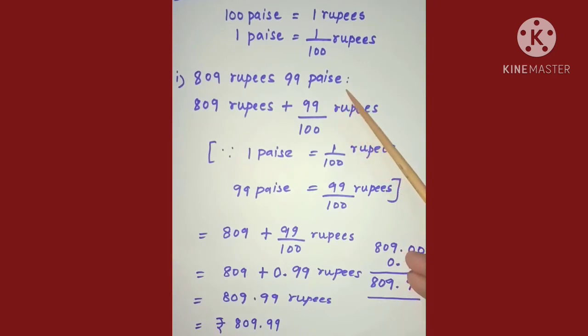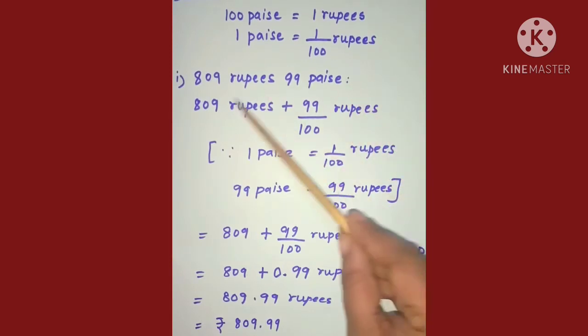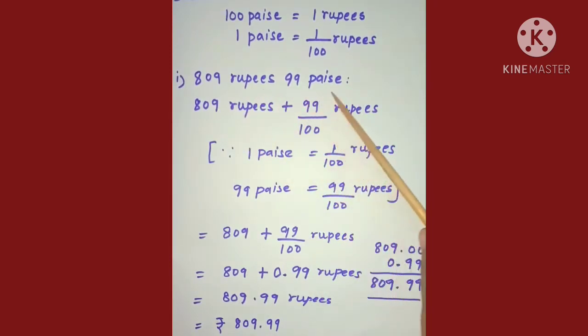Students, write the following amount using decimals. So 809 rupees 99 paise. We know that 100 paise is equal to 1 rupee and 1 paise is equal to 1 by 100 rupees. So if you want to convert paise into rupees, we have to divide the number by 100.